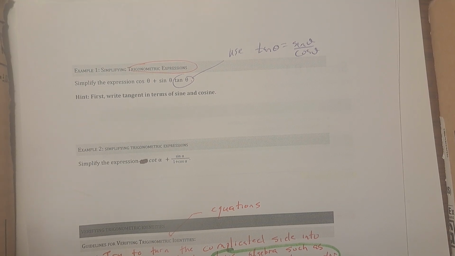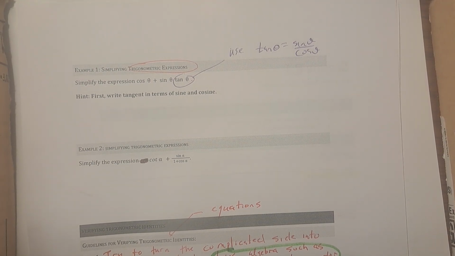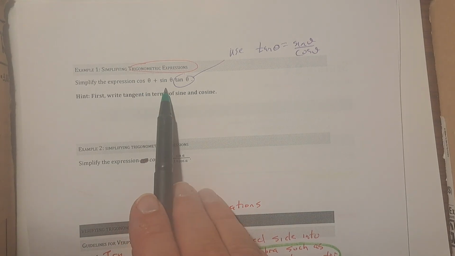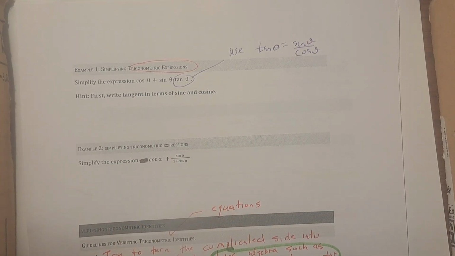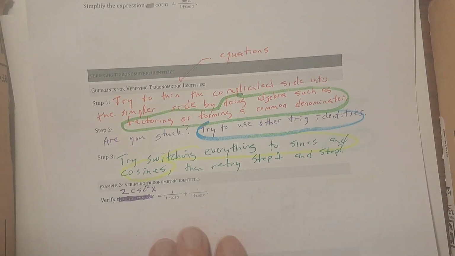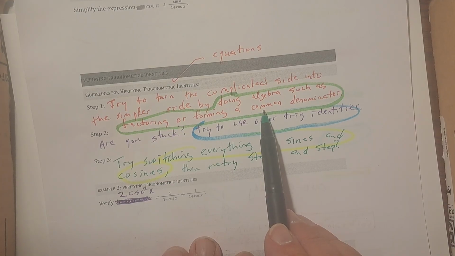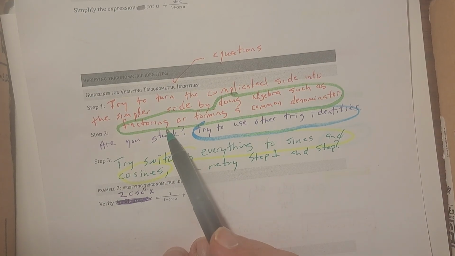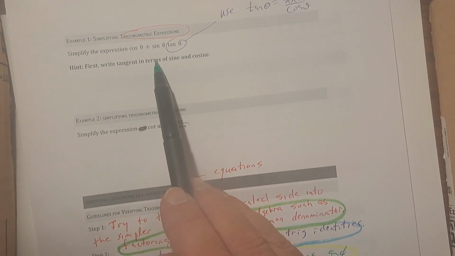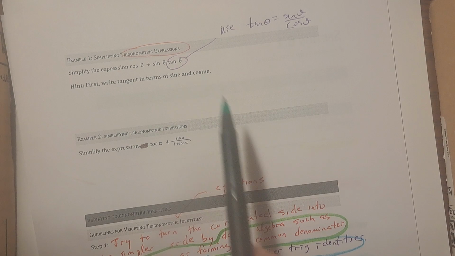Hi, trig class. In the last video, we were trying to simplify this expression. The first two things you should do when you're thinking about simplifying an expression are: can you form a common denominator? Well, this one doesn't have a denominator, so there's no common denominator to form. Can you factor? They don't have a common factor, so I can't factor anything.